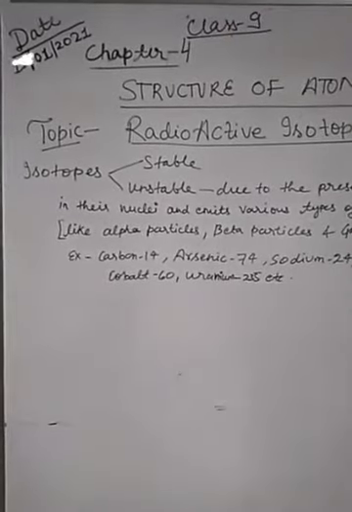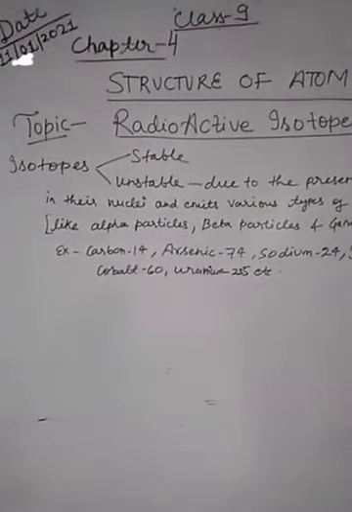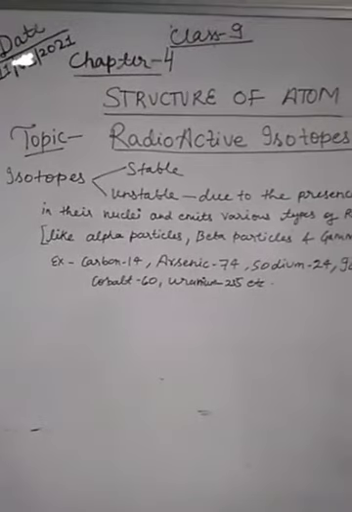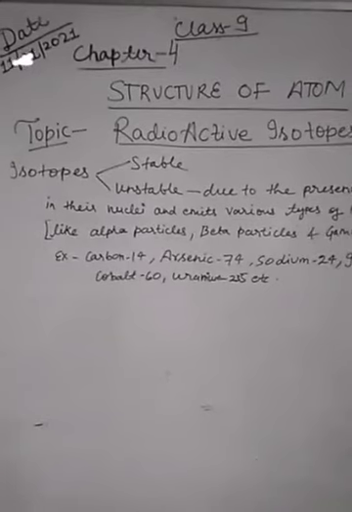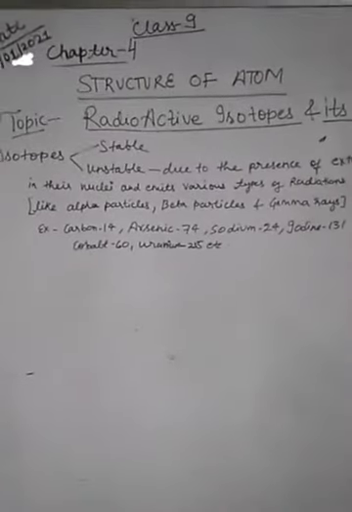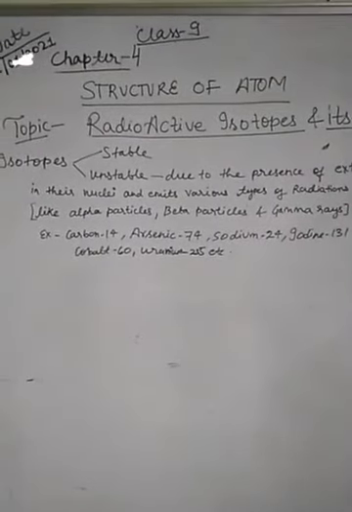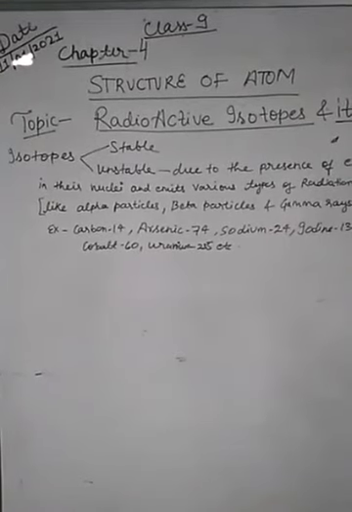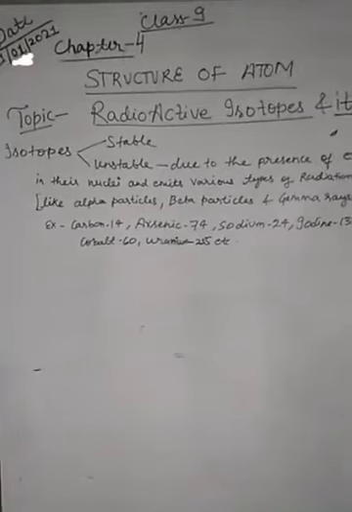Children, some of the isotopes are stable while some are unstable. The isotopes which are unstable, due to the presence of extra neutrons in their nuclei, emit various types of radiation like alpha particles, beta particles and gamma rays. And such elements are called radioactive isotopes, or you can say radioisotopes.